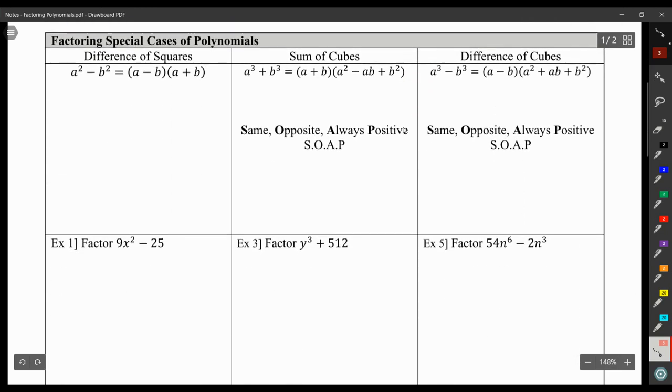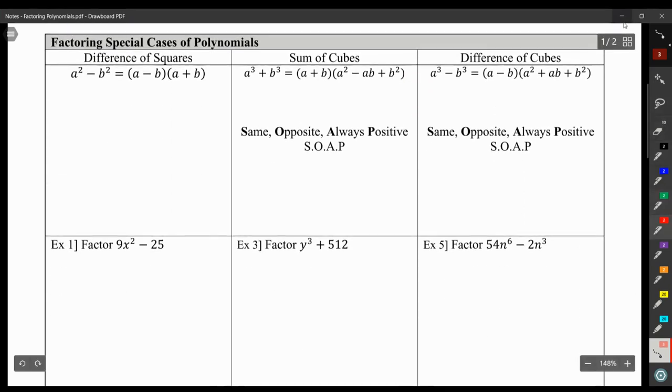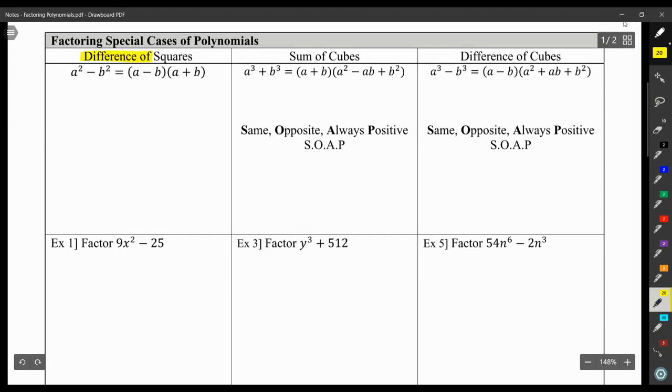So these are called special cases of polynomials. There's 3 kinds of special cases. There's difference of squares, sum of cubes, and difference of cubes. And each one has a formula that you can follow. You do not have to memorize these formulas. We will be giving them to you. And so just recognizing when and how to use them is what's important.